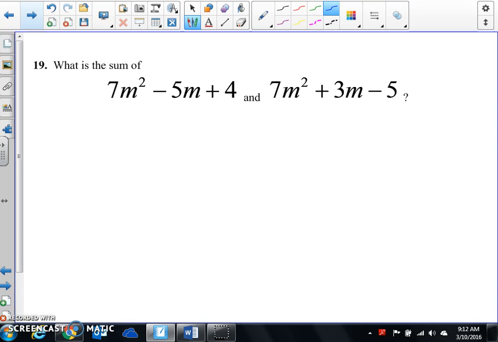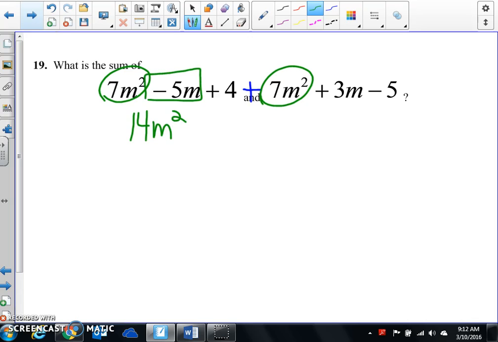What is the sum? So remember with sum, we just add them up. You don't have to worry about distributing anything. So I start with my m squares. So 7 plus 7 is 14, m squared. Negative 5m plus 3m is a negative 2m. And 4 minus 5 is negative 1.